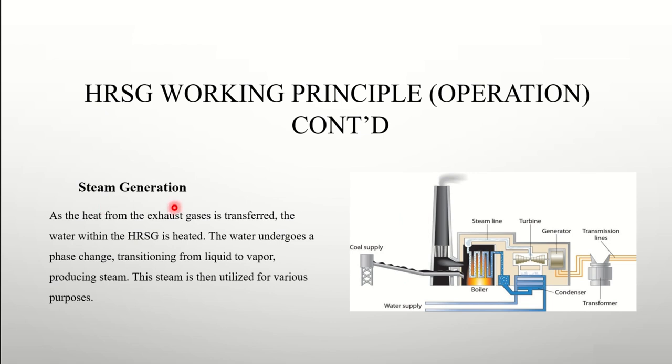Now, steam generation. As the heat from exhaust gas is transferred, the water within the HRSG is heated. The water undergoes a phase change, transitioning from liquid to vapor, producing steam. This steam is then utilized for various purposes. The figure on our right shows that. As you can see, we have a boiler, our steam line, our turbine, our generator, our transmission lines. We have our water supply and our cool supply. We have our vapor here.